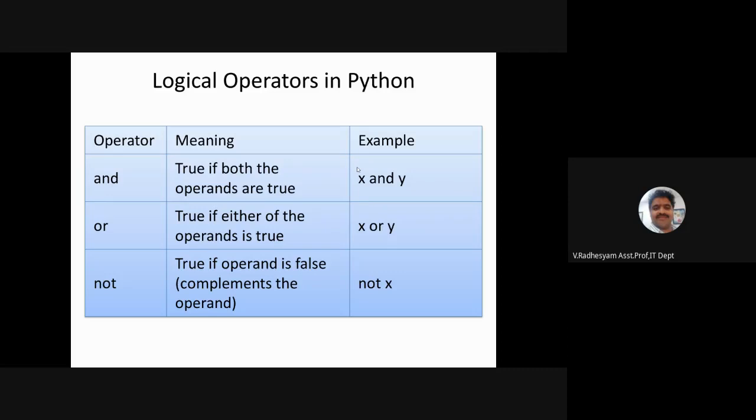Like how you learn operators in discrete mathematics. OR will be true if any one of the operands is true. That means either X or Y. If any one is true, then X or Y will be true.